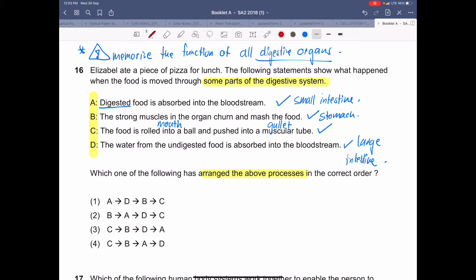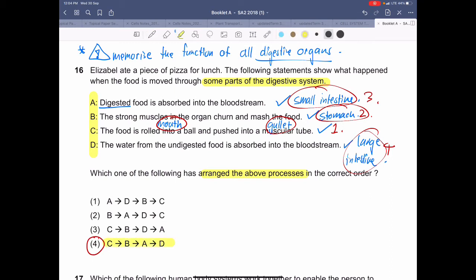Because of that earlier identification, I straight away know: this is number 1, because my mouth is here, followed by my gullet. This is number 2, because from the gullet it goes into the stomach. This is number 3, because then from the stomach it goes to the small intestine. This is number 4, because the large intestine is last to absorb water from undigested food. So therefore, the answer should be C, B, A, D. Answer number 4 is the correct one.